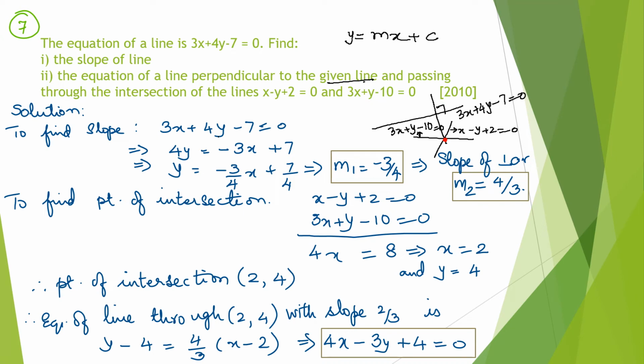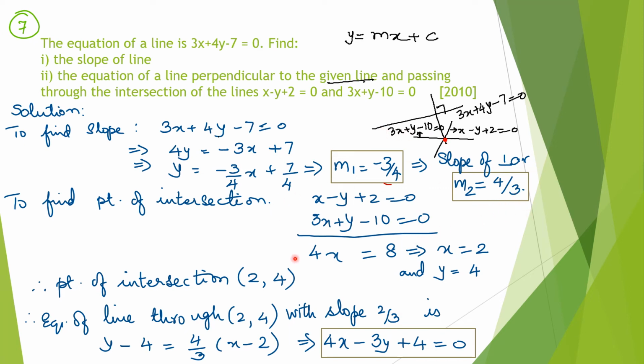And you are saying this is the equation of the line that is perpendicular to 3x plus 4y minus 7 is equal to 0. So if m1, the slope of the line 3x plus 4y minus 7 is equal to 0, is minus 3 by 4, the slope of the perpendicular is going to be the reciprocal of minus 3 by 4, and if it is negative, you make it positive; if positive, then you make it negative. So the slope of the perpendicular is going to be equal to 4 by 3.